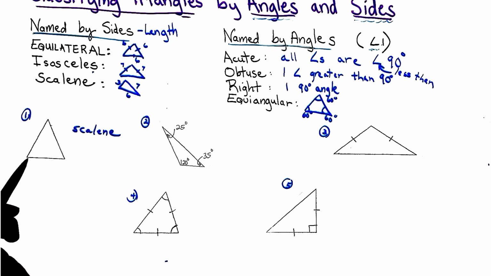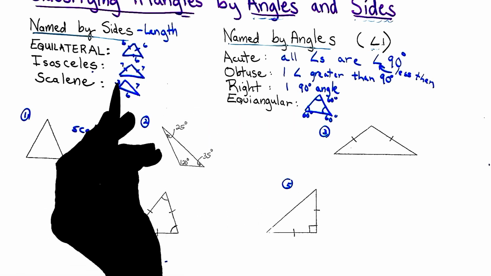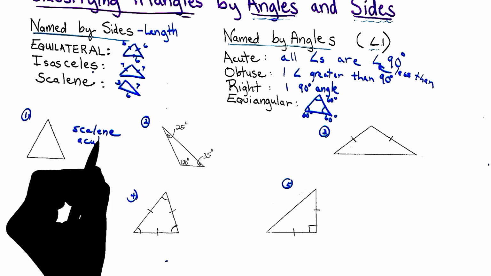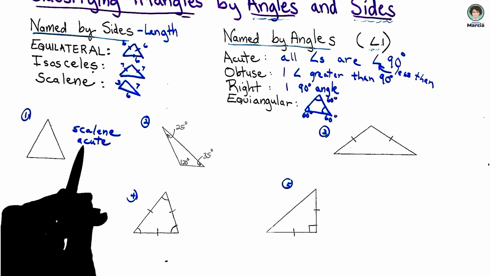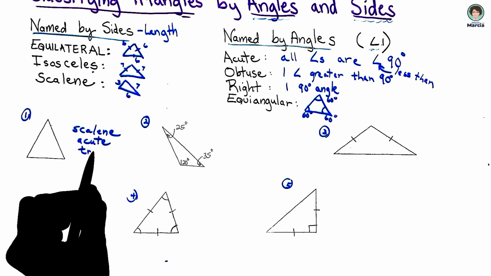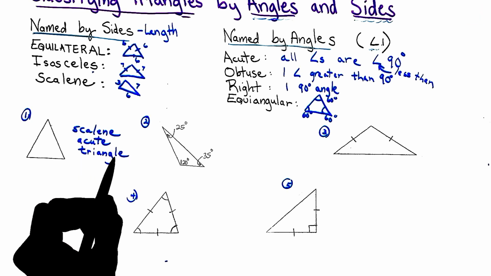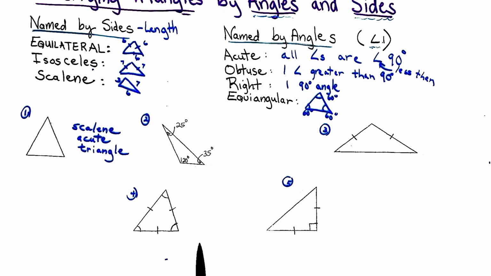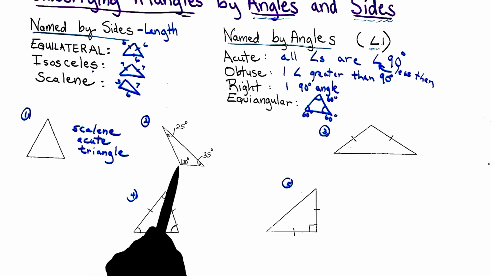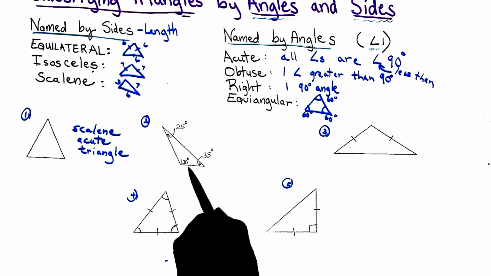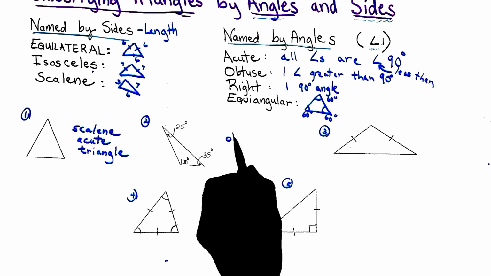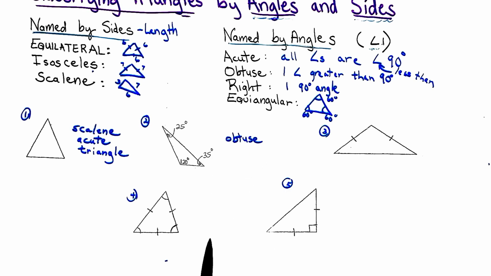And looking at each one of these angle measurements, they are all less than 90 degrees. So if we were naming it, we would say this is a scalene, acute, and I'm not going to write the word triangle every time, but I will for this one, triangle. All right, let's look at number 2. So for number 2, I see I have 120 degrees, a 25 and a 25. Well, there is one angle that is greater than 90 degrees. So when I'm naming this by the angles, I know that it is going to be an obtuse triangle.